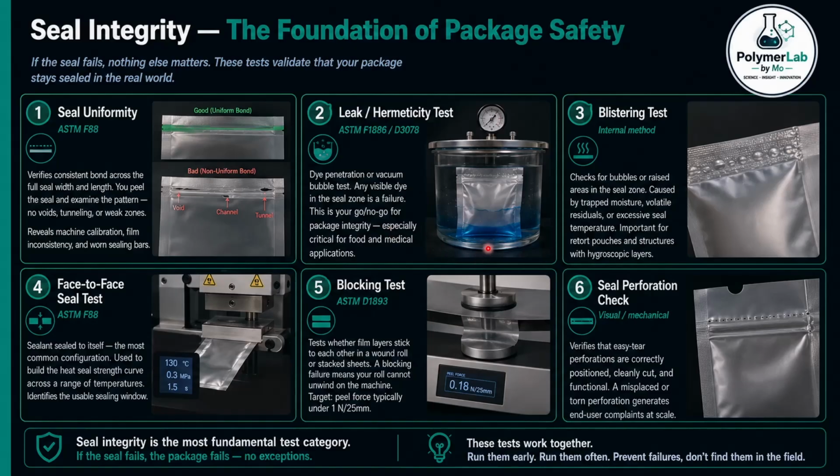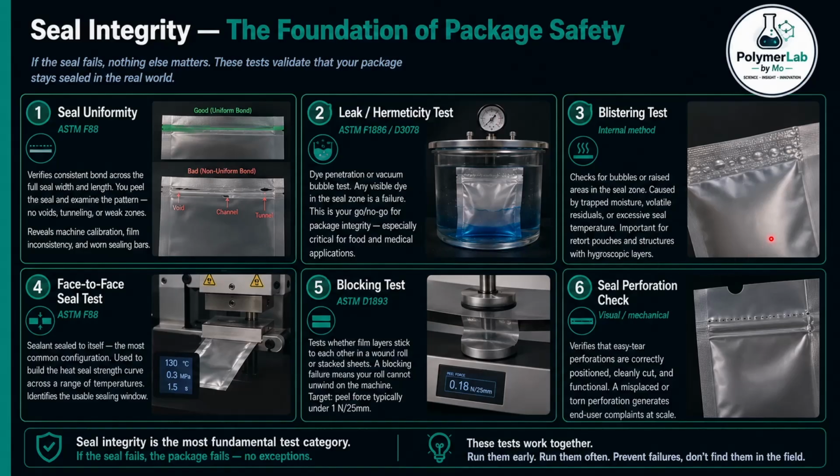Leak test, also called hermeticity testing. This is your absolute go, no go. We place the sealed package in the dye solution and apply vacuum. Any opening in the seal draws dye into the package. Any color inside the seal zone is a failure. There is no partial pass. For medical packaging, this test is a regulatory requirement. For food packaging, it is your food safety baseline.